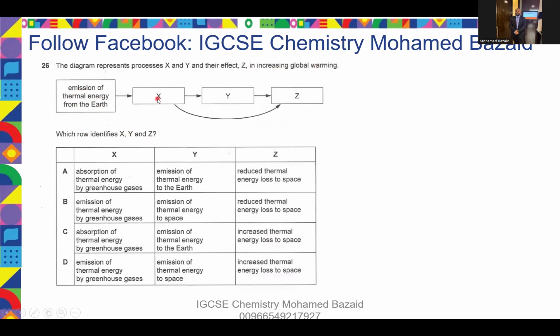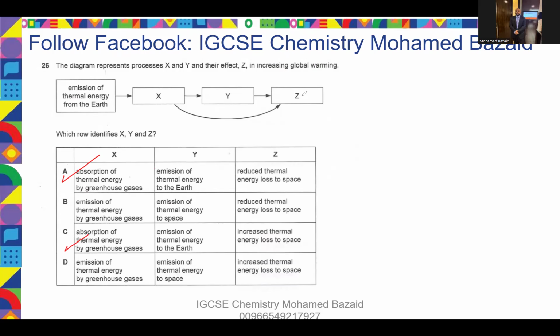X, as you know, is emission of thermal energy from the Earth. Of course, X will absorb thermal energy by greenhouse gas. Where is absorption of thermal energy by greenhouse gas? As you see, it is letter A or letter C. Then Y: emission of thermal energy to the Earth. That is still, I am confused, it is A or C.